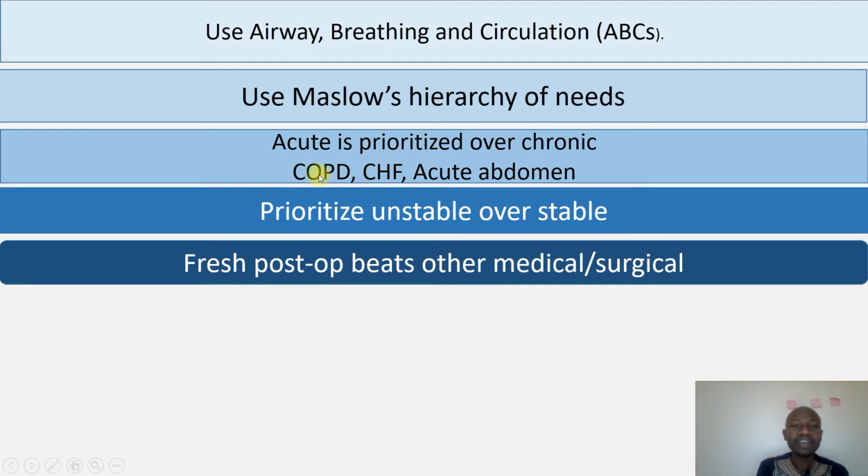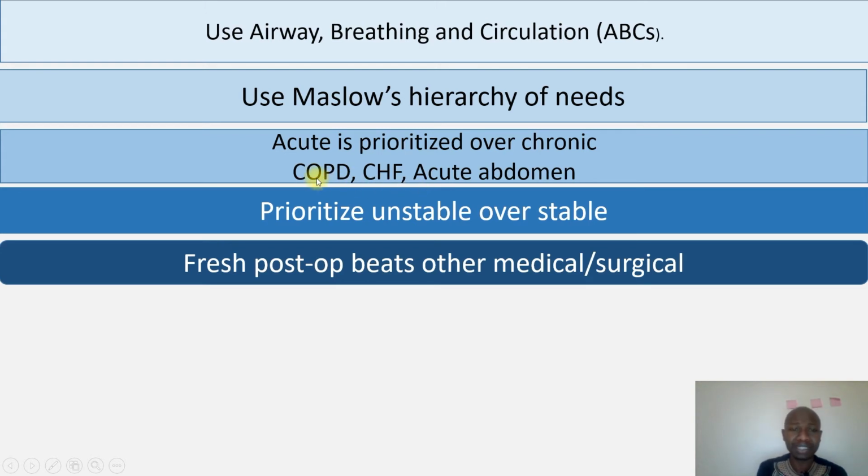For example, if you are given patients, one has COPD, chronic obstructive pulmonary disease, another has chronic heart failure, and another has acute abdomen or appendicitis, you will want to attend to a condition that is acute. For instance, this patient with acute abdomen, you will have to attend to him first before you attend to the patient with chronic obstructive pulmonary disease, because this is a chronic condition.